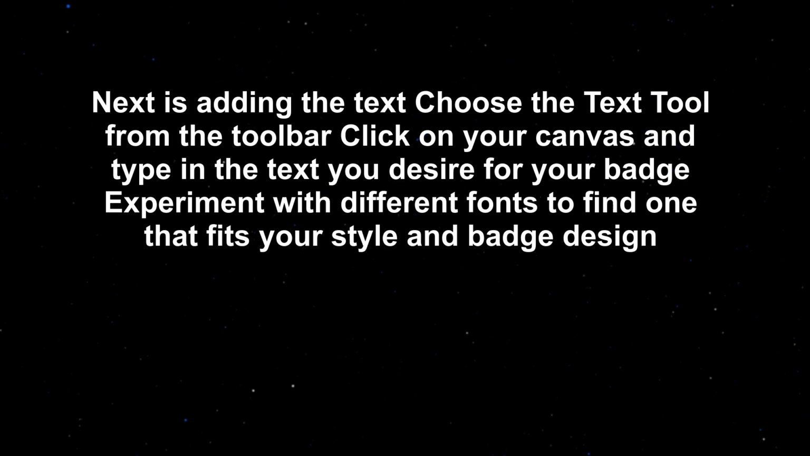Next is adding the text. Choose the Text tool from the toolbar. Click on your canvas and type in the text you desire for your badge. Experiment with different fonts to find one that fits your style and badge design.